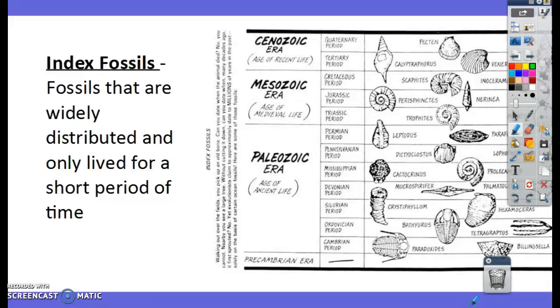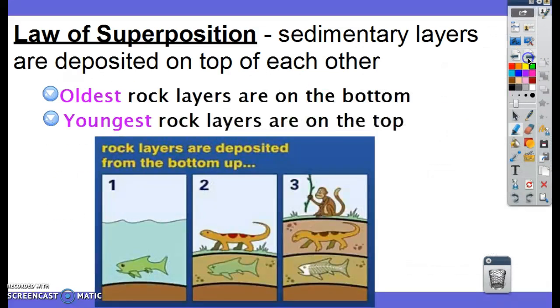So if we look at this diagram, we see different eras. These are different time periods, and we see some different fossils, okay? Some of you might have heard of the Jurassic period from Jurassic Park, right? The Jurassic period is right here. If we look at the Jurassic period, we see there's two fossils. If we find these two fossils in a layer of rock, we know that those fossils existed during the Jurassic period, however many millions of years ago that was, okay?